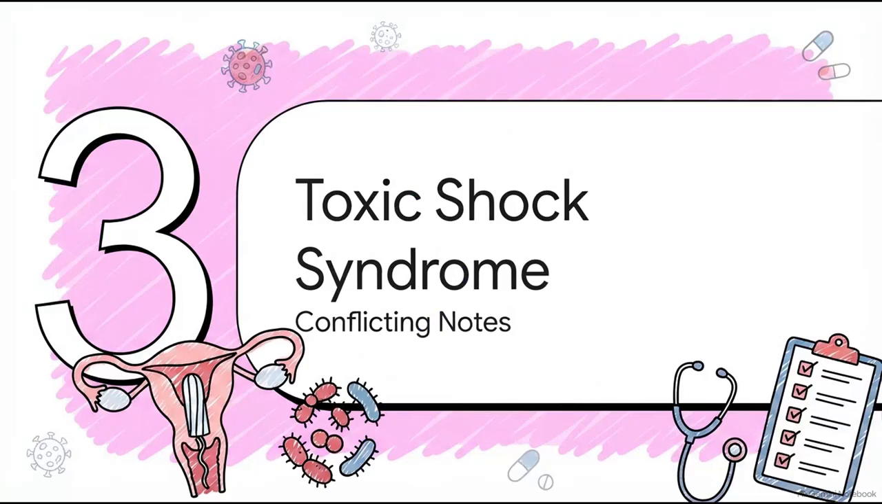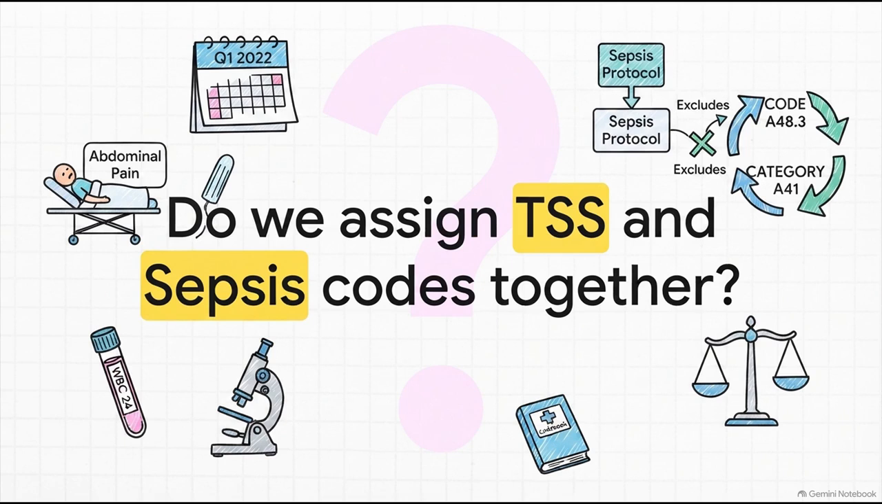Okay, let's head into Section 3. Toxic shock syndrome and excludes one notes, looking at a retained tampon and sepsis protocol case. Let's dive into this intense emergency department presentation from Q1 2022. A patient rolls in with abdominal pain, chills, a retained tampon, and leukocytosis with a sky-high white blood count of 24. They immediately initiate a sepsis protocol.